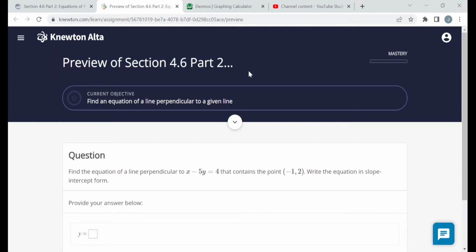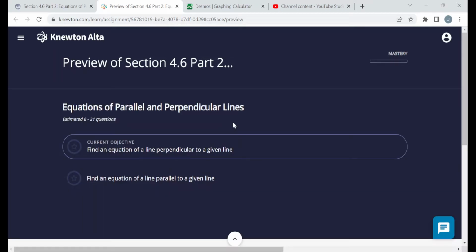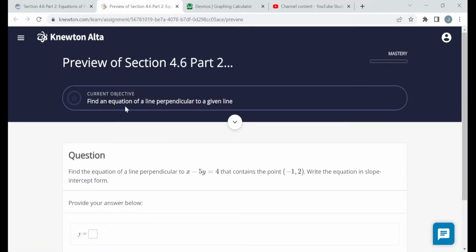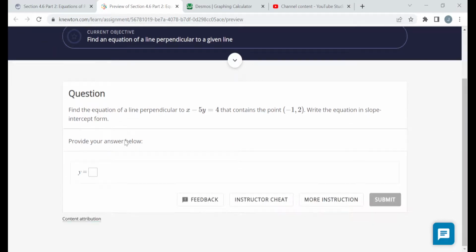Now on your assignment page you should be seeing the title, the mastery bar telling you how far along you've gotten, the objectives. Looks like there are 2 objectives for this assignment. Under the current objective, you should have a question related to that objective. And at the bottom of every question, you should be seeing a feedback button where you can send feedback to Knewton if you wish. You will not have an instructor cheat button.